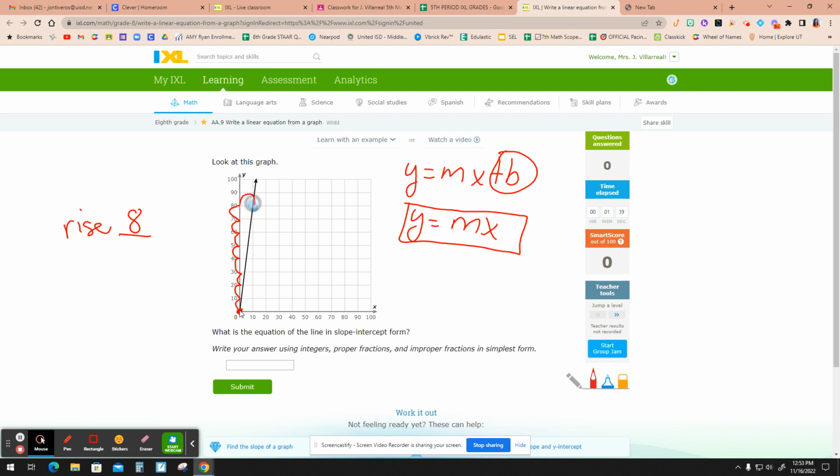Then I'm running 1 to the right. So I went up and then to the right. So notice that all of these numbers are positives because I went up and I went to the right. So I'm touching positive numbers. So that means I just divide. 8 divided by 1 equals just an 8. So I'm going to graph y equals 8x. And you put in the answer right here. Y equals 8x.